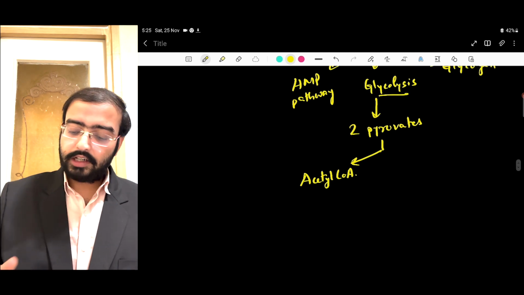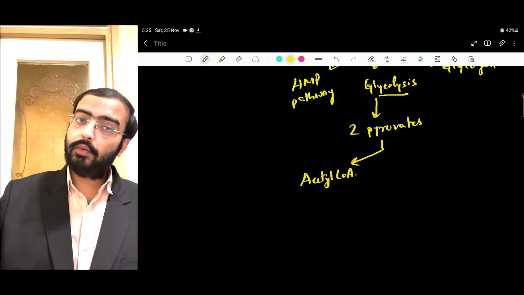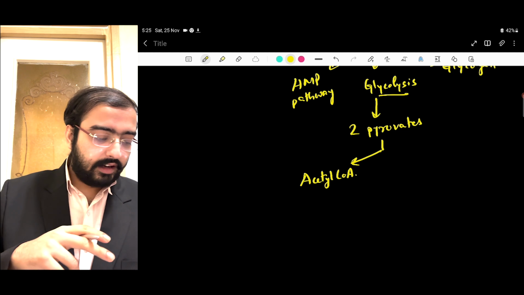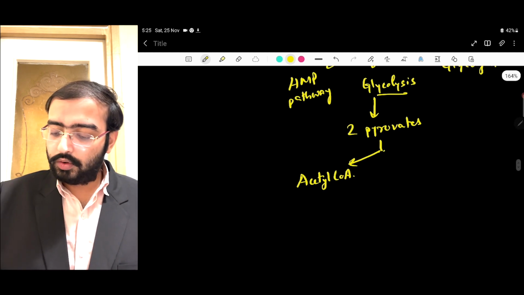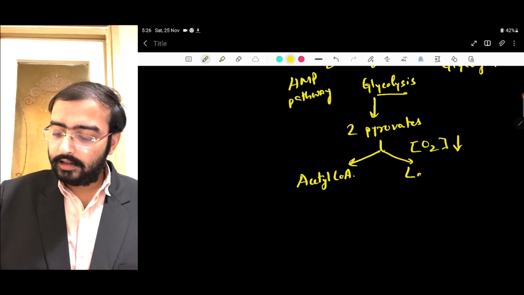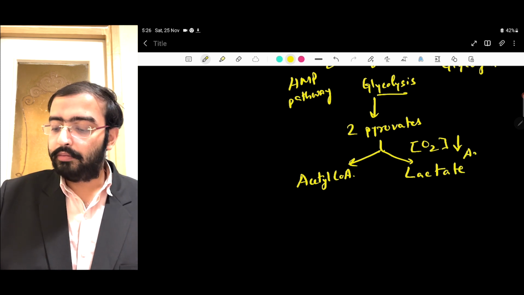Okay. So pyruvate goes into acetyl CoA when there is no lack of oxygen. And this acetyl CoA, where is it utilized? Krebs cycle, TCA cycle. Yes. And now, if there is lack of oxygen, if the concentration of O2 is down, then this is converted into lactate through anaerobic respiration.